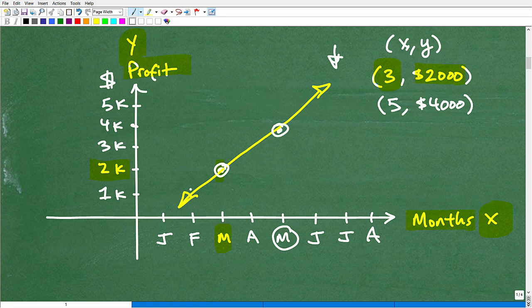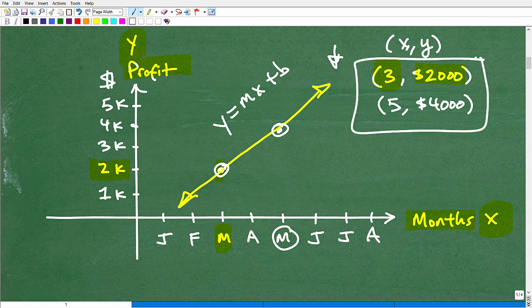If we drew a line there, and if we had some sort of equation that would represent this line, like y = mx + b, then we can have a mathematical model that represents a financial situation. Again, algebra in business. So let's go ahead and actually find the equation of this line, given these 2 points.